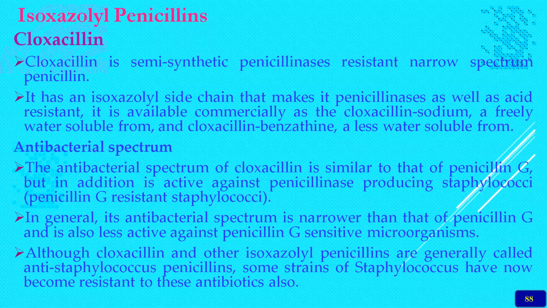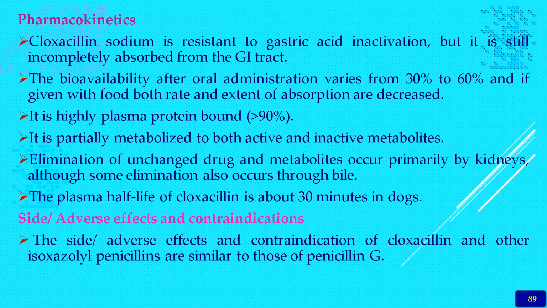Imagine that you are administering cloxacillin to cattle or a dog. It is resistant to gastric acid inactivation, but it is still incompletely absorbed from the gastrointestinal tract. The bioavailability after oral administration varies from 30% to 60%, and if given with food, both the rate and extent of absorption are decreased. So food hinders the absorption of cloxacillin. It is highly plasma protein bound, about 90%.